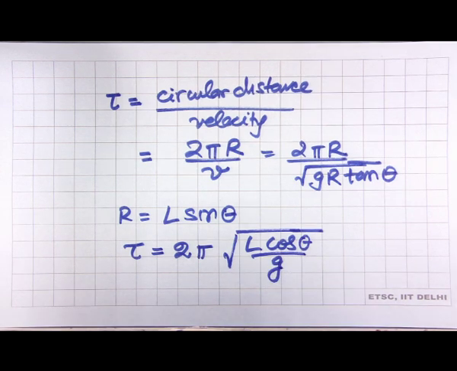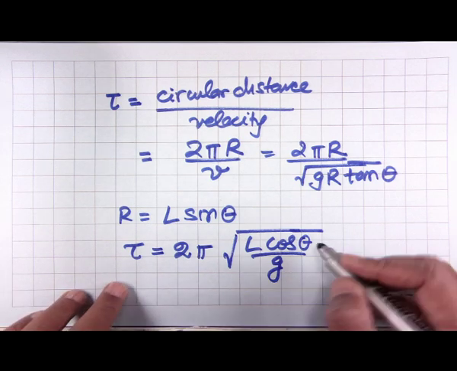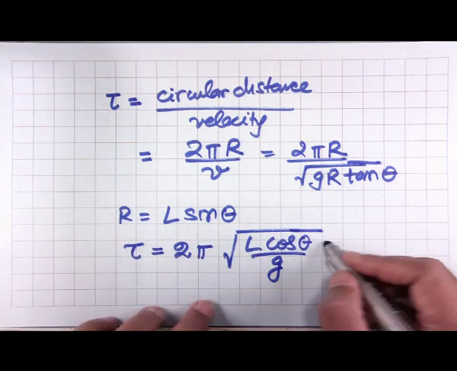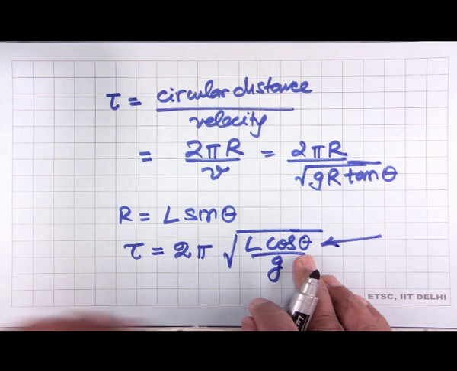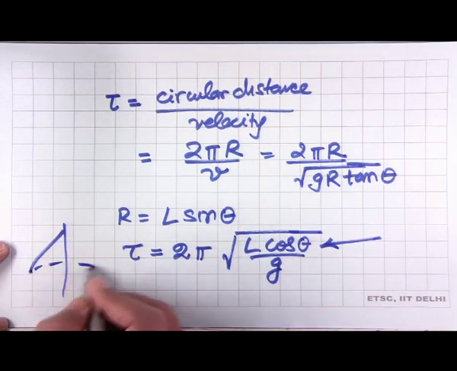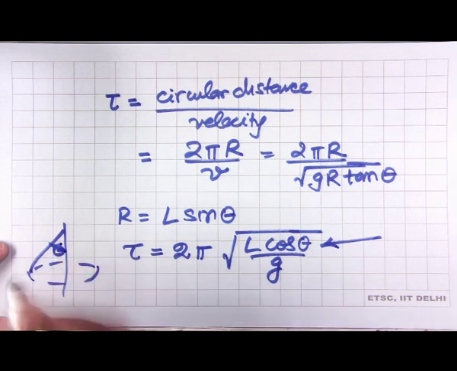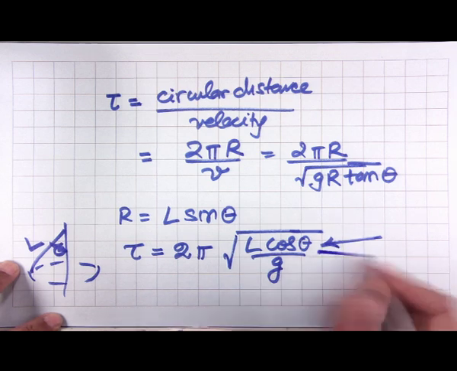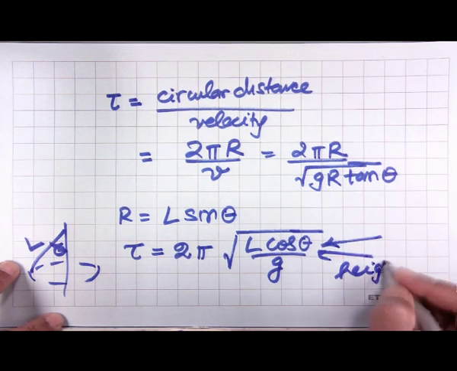And this gives us an interesting fact, that the time period of this conical pendulum is only a function of L cos theta, and L cos theta, as we have seen, if this is the conical pendulum, this is the angle theta, this is L. L cos theta is nothing but the height of the pendulum.